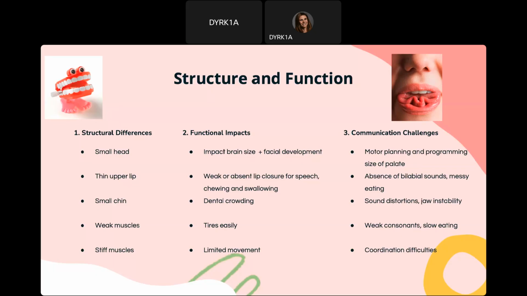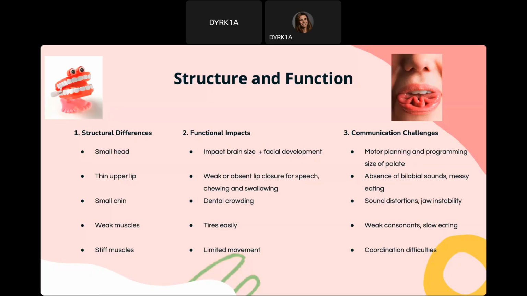Next one is a thin upper lip. The functional impact is it can create weak or absent lip closure for speech, chewing, and swallowing. So as we are chewing, we should be chewing with our mouth closed. The lips are closed and they're not jamming shut. They're just resting with the lips closed. And then during the swallow as well, we should optimally be able to swallow with our mouth closed.